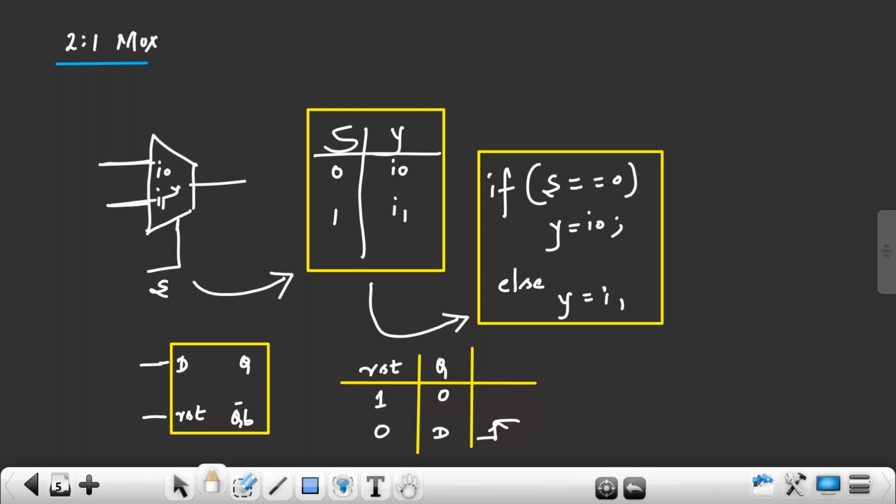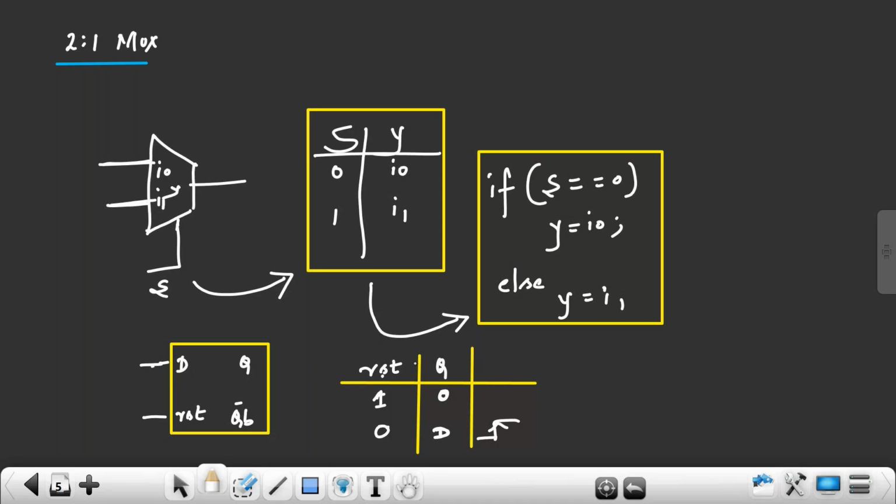This is the behavior of your D flip flop. If you don't know the behavior of a D flip flop or mux, you have to go through your basic digital classes. So this is an asynchronous D flip flop. If reset is 1, my Q will always become 0. If reset is 0, whatever is present on D will be passed to Q. Means my Q is going to take D.